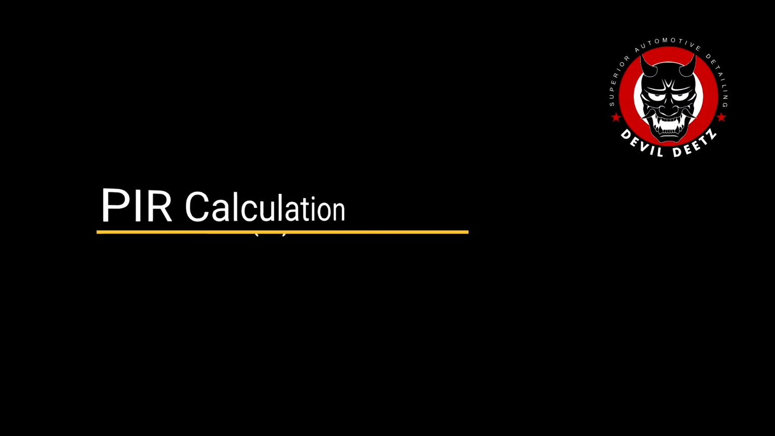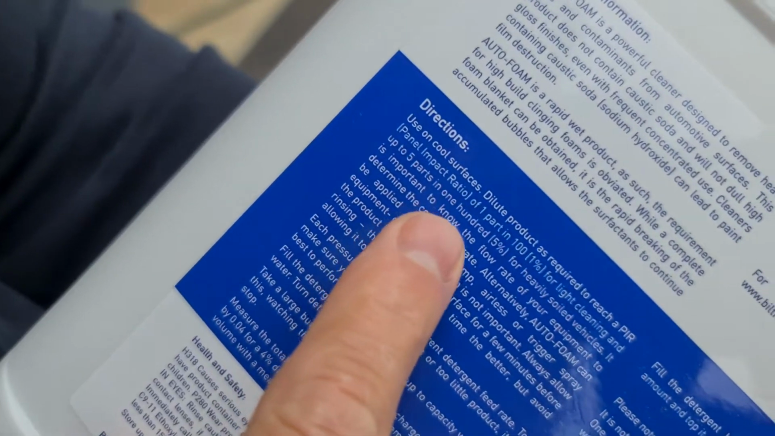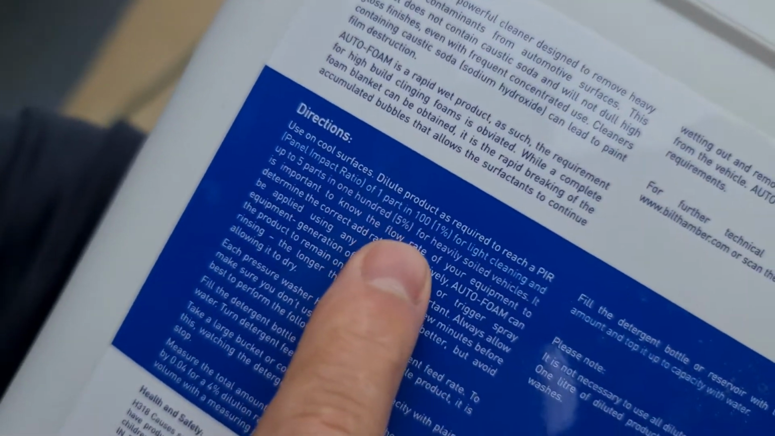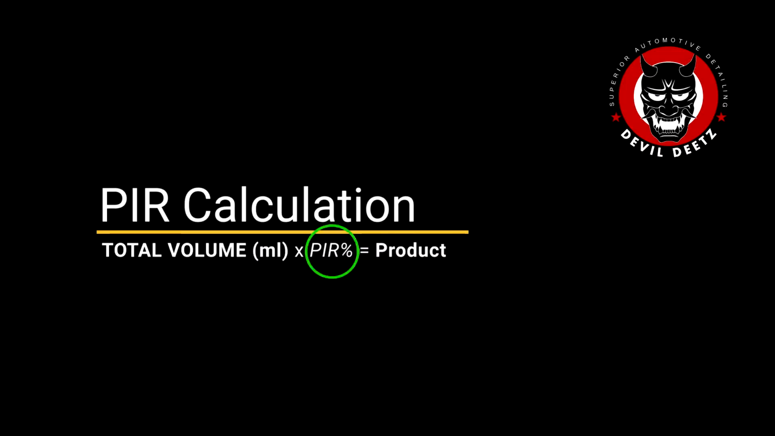Now, the calculation looks like this. We need to multiply the total volume by the recommended PIR percentage to get the correct amount of product. The recommended PIR percentage will be stated on the product bottle, as shown here on the Built Amber Auto Foam bottle. So we know the recommended PIR percentages, but we need to figure out the total volume in order to calculate the correct amount of product for the recommended PIR.